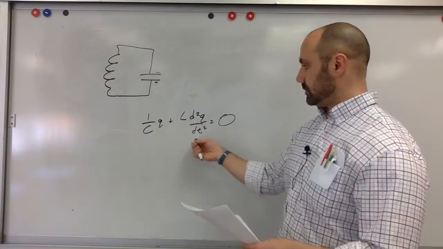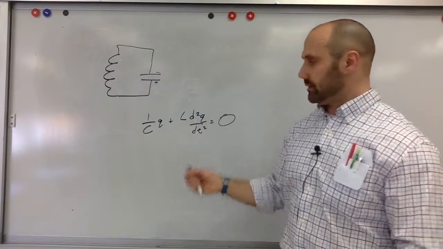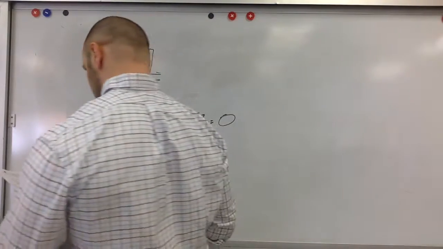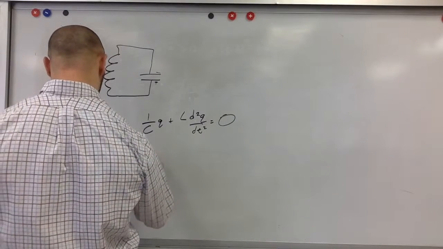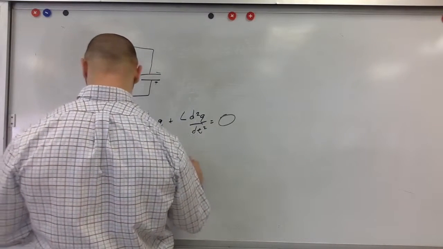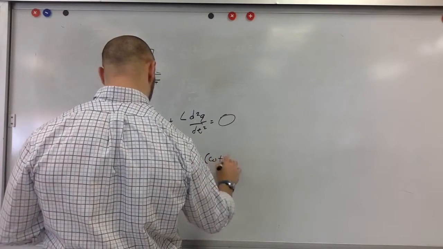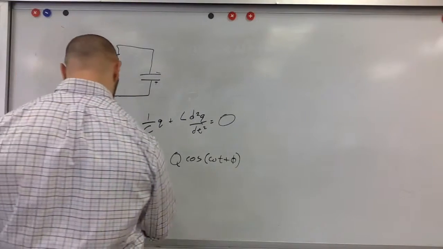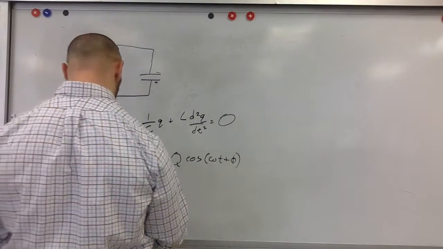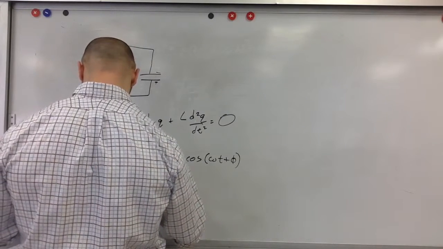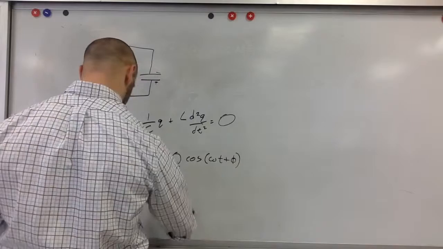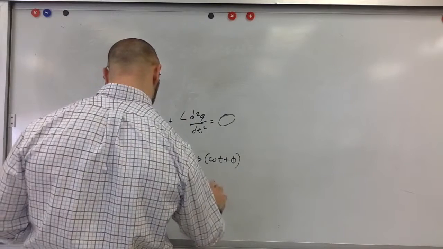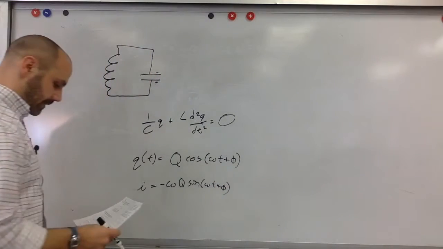So what we end up with, if we look at this, is actually simple harmonic motion. This fits our description of simple harmonic motion, and so we end up with charge as a function of time is the total charge times cosine of omega t plus phi. Simple harmonic motion. The current then is the derivative of this, so we end up with dq/dt. All right, let me just write it. Negative omega q sine omega t plus phi.